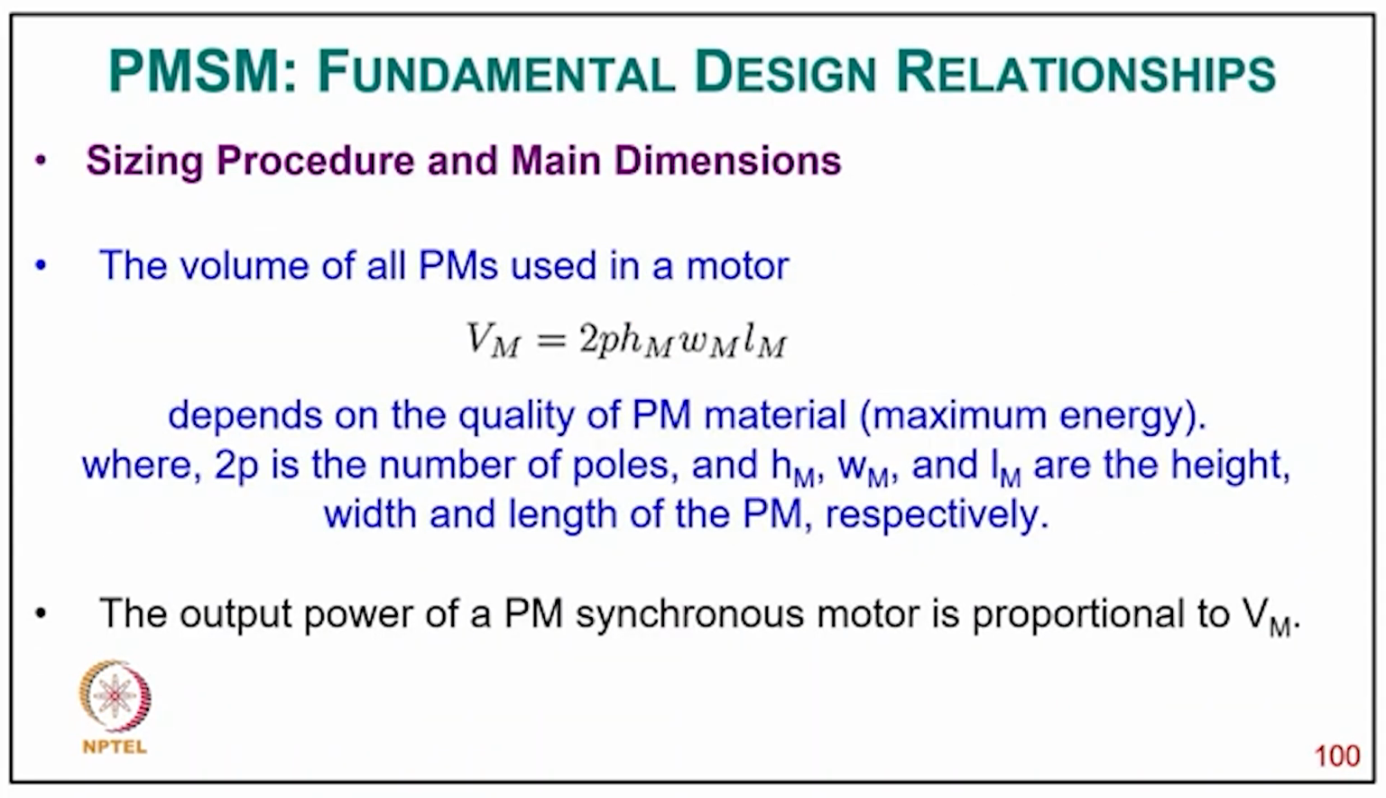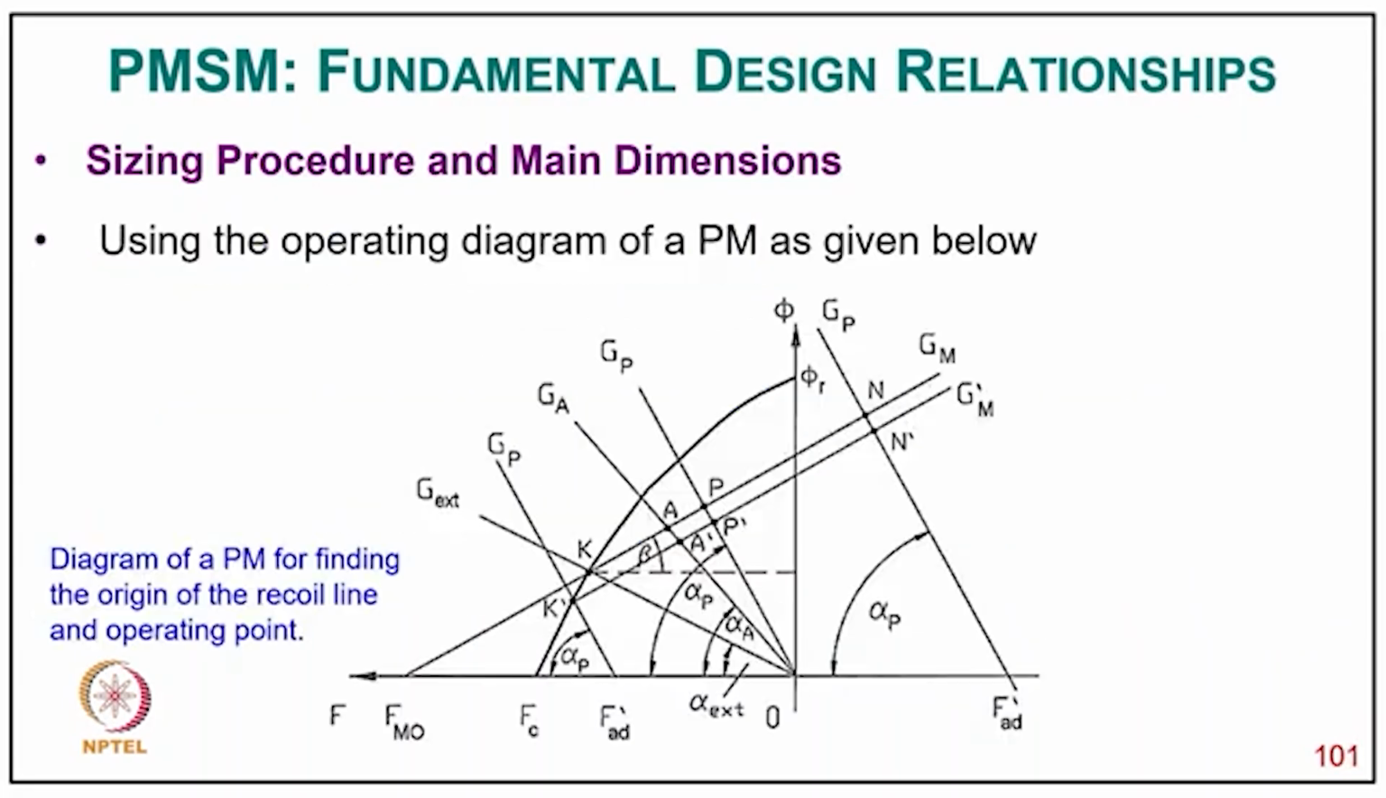So now coming to the sizing procedure and main dimensions. Coming to the volume of all PM used in the motor, Vm equals 2p hm wm lm, which depends on the quantity of permanent magnet material and maximum energy, where 2p is the number of poles and hm, wm, lm are the height, width and length of the permanent magnet respectively. So the output power of a PM synchronous motor is proportional to Vm.